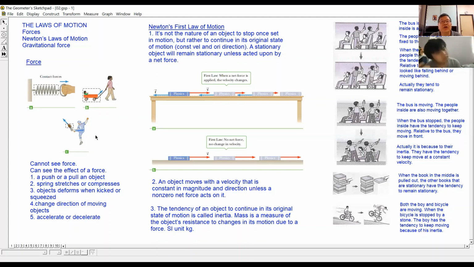Then we go on to Newton's laws of motion. There are actually three laws of motion: Newton's first law, second law, and third law. For the first law of motion, there is no calculation or formula involved. It is just a qualitative treatment. This first law of motion is also known as the law of inertia.